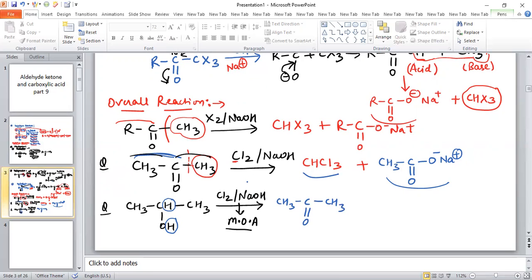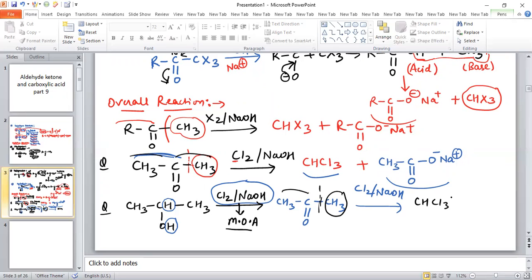Now, because this reagent converts the reactant into the halo form, Cl2 NaOH will convert this reactant like this. The methyl ketone is this one, so this CH3 part will convert into CHCl3, and the rest will convert into the salt of carboxylic acid, O minus and Na plus. So this is basically the product obtained.